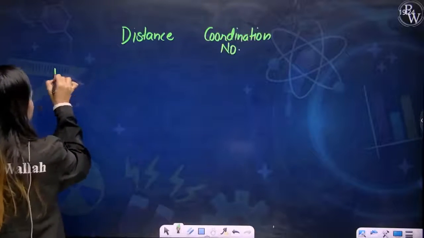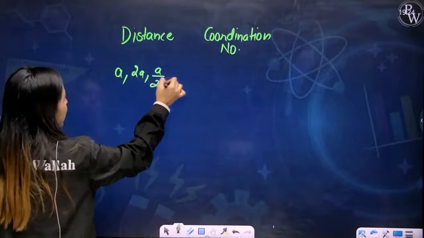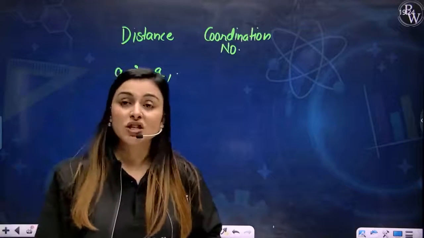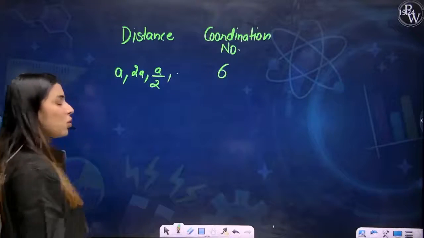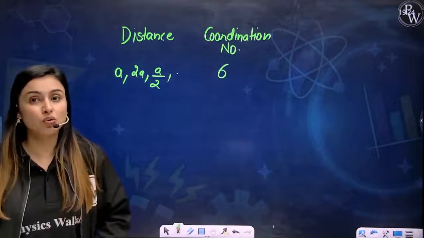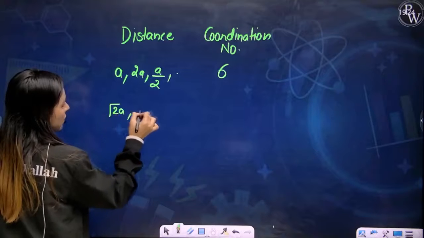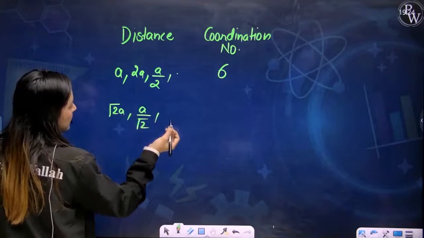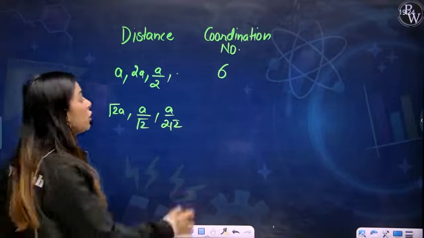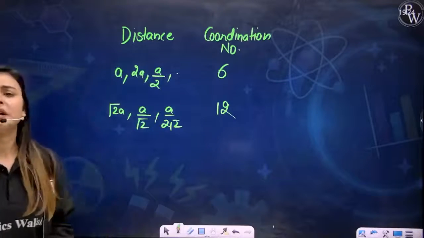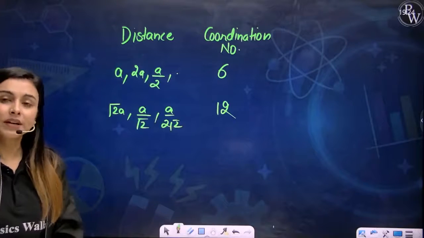Okay, so my dear students, if your distance is a or 2a or a by 2 or any multiple of edge length a, your coordination number will always and always come out to be 6. If your distance is some multiple of root 2a, or let's say a by 2 root 2, something like this, your coordination number will always come out to be 12. Be it anything, any multiple of root 2, the coordination number will come out to be 12.